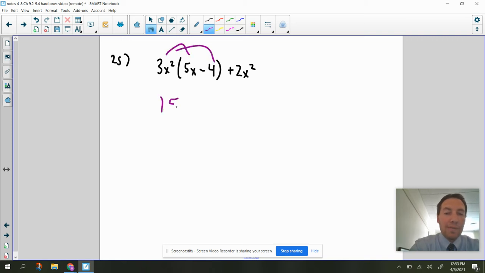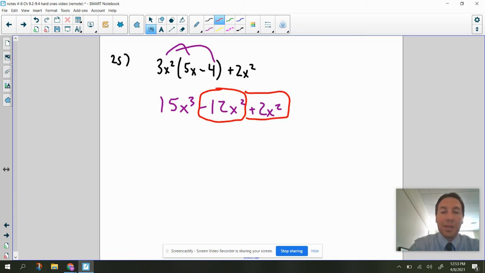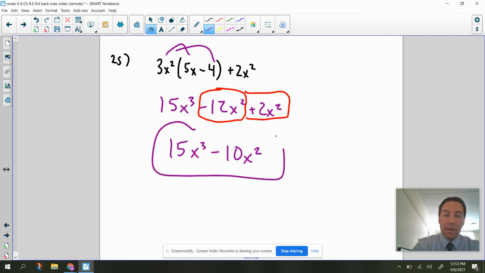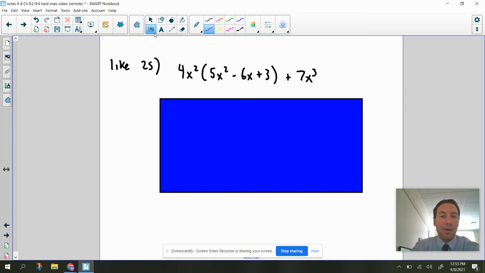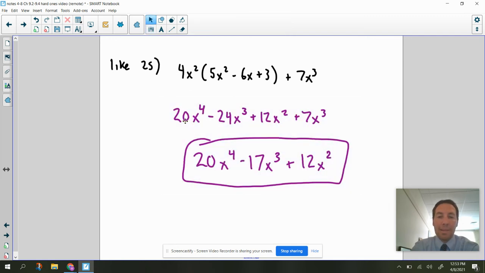So that's going to be 15x to the third minus 12x to the second plus 2x to the second. These two are like terms, so we can combine them. So my final answer is going to be 15x cubed minus 10x squared. And we are done, skis. All right, if you like that one, why don't you try this one right now? Pause the video, see if you get it right. That's the answer I got. Hopefully you got the same one.